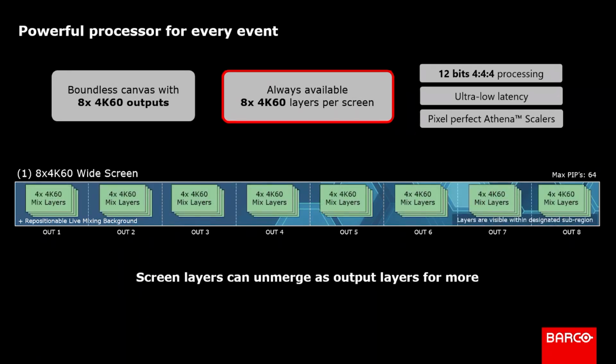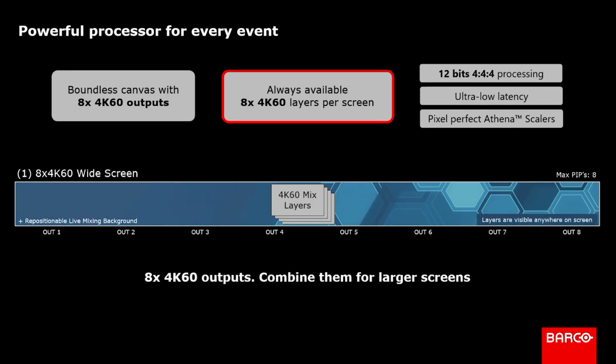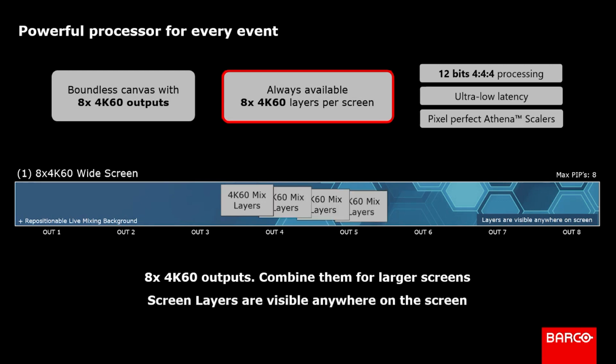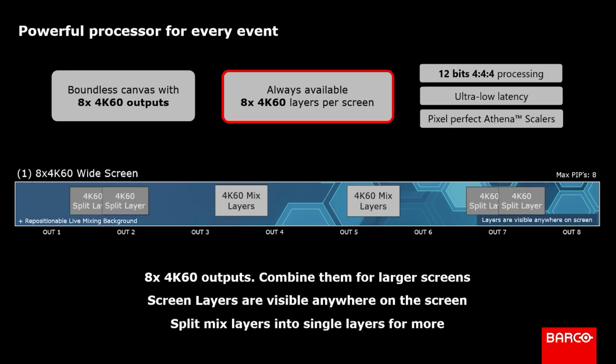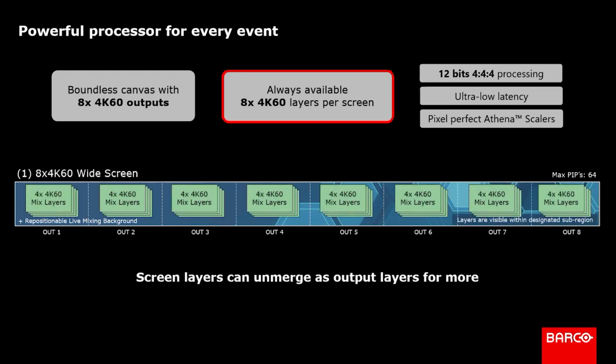Additionally, when we talk about having 4 4K mix layers per screen, if we were to combine all of our 8 outputs into one screen, we would only have 4 mix layers for that massive screen. But with output layers, we can actually divvy those layers up per output. So we can have stuff like this, right?